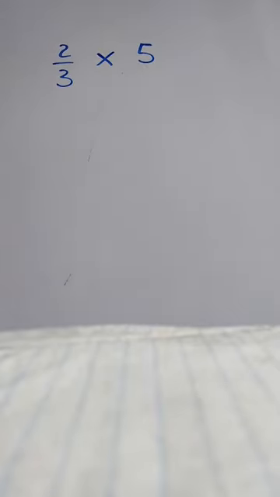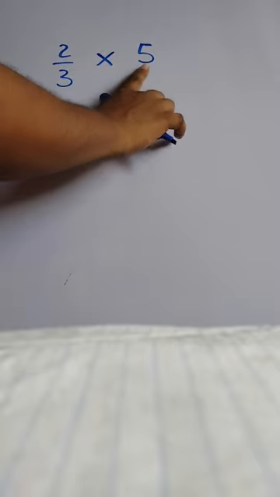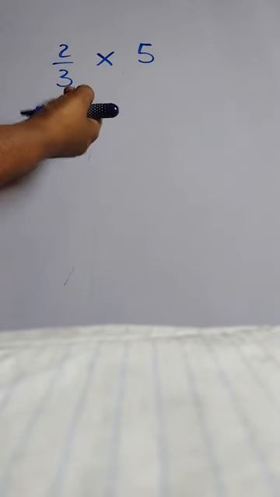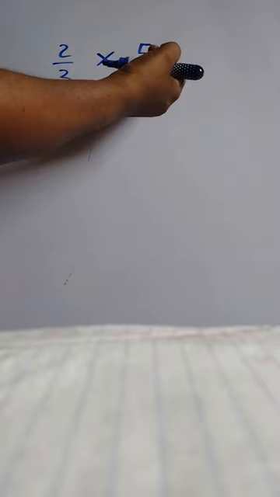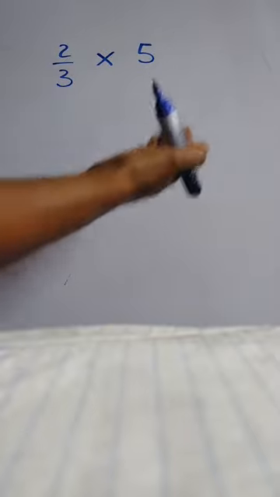So we're going to explore it all. What if you're given a statement of 2/3 times 5? Now 5 is a whole number. We just learned that when we're multiplying fractions, we use numerator by numerator and denominator by denominator. But there's no denominator here.